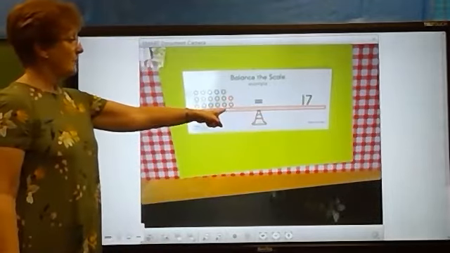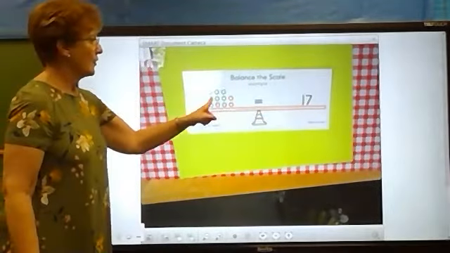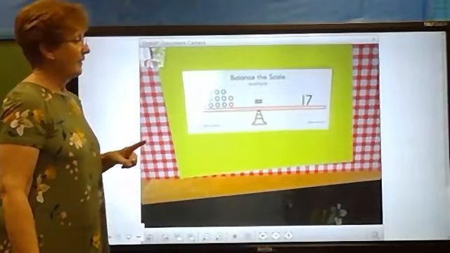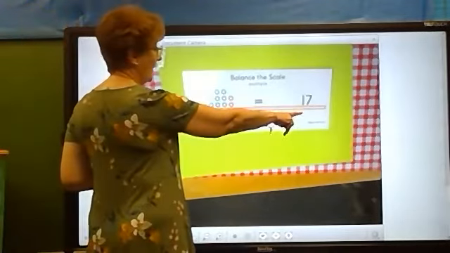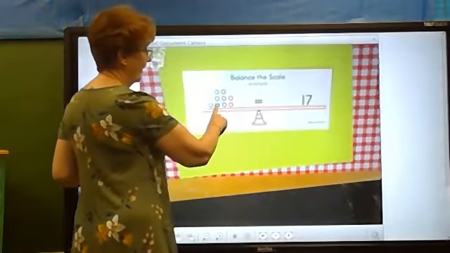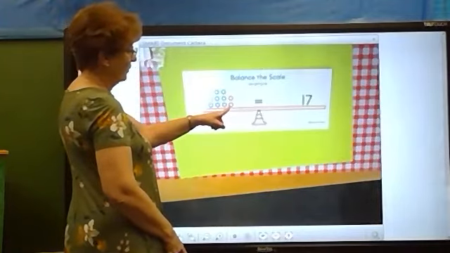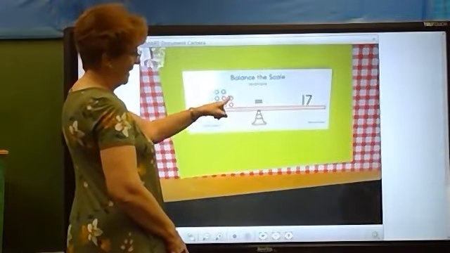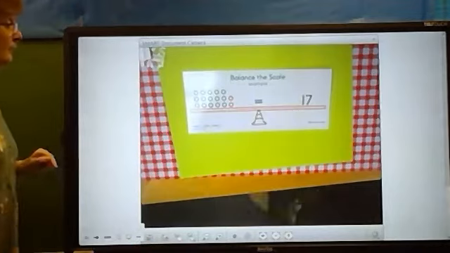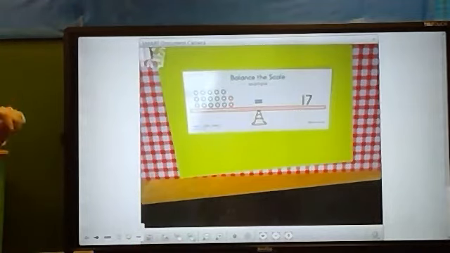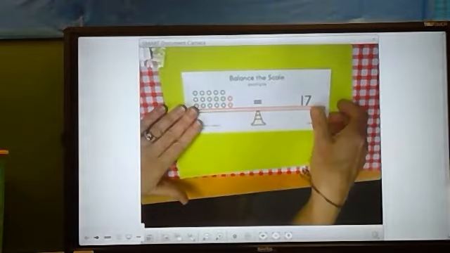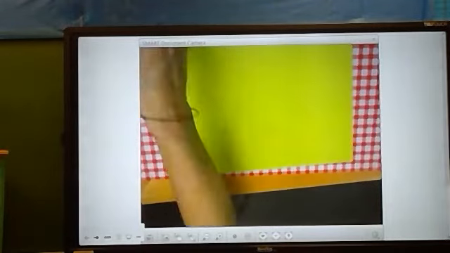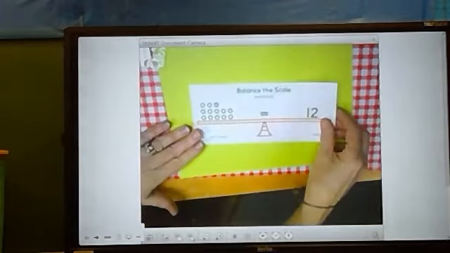How many more did we need to draw to make sure that the scale is balanced? That is, what is on one side of the equal sign is on the other. Well, we drew 16, 17. Once I drew my other two circles, my scale is balanced. But the opposite could happen. Look at my scale here.